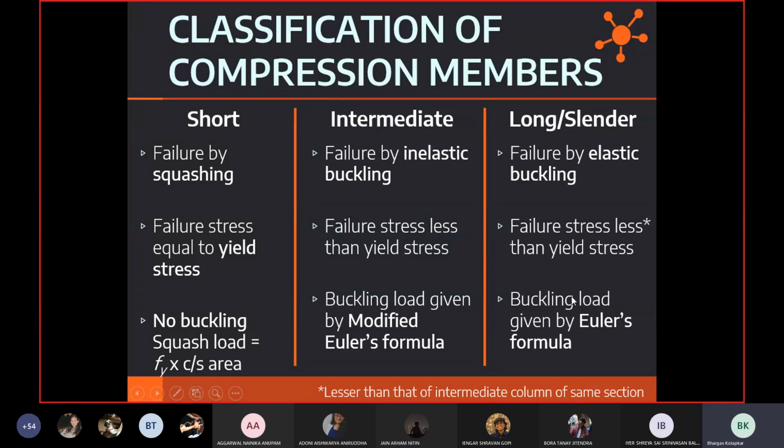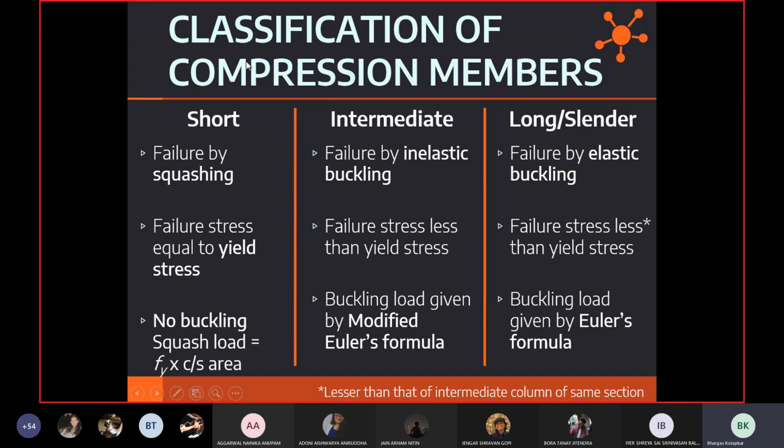Now, how do we find the load for a buckled column? The buckling load here is given by Euler's formula, and here the buckling load is given by what is called the modified Euler's formula. We'll look at what it is later on. Just try to understand the basic classification between different types of columns.